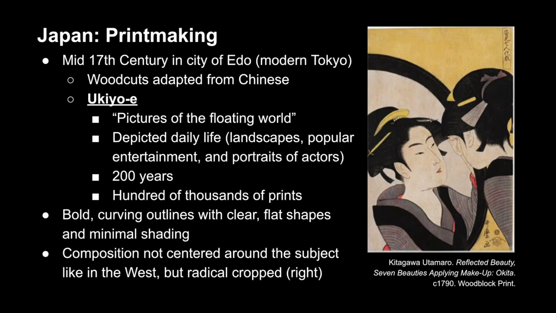Japanese printmaking really flourished in the mid-17th century in the city of Edo, which is modern-day Tokyo. They primarily used woodcuts adapted from the Chinese. These prints, titled ukiyo-e, actually lasted 200 years with hundreds of thousands of prints being made. The term itself, ukiyo-e, means the floating world, because these prints depicted daily life, like landscapes, popular entertainment, and portraits of actors. Oftentimes, they were characterized by bold curving outlines with very clear flat shapes that didn't really use a lot of shading. The composition was also not centered around the subject like it was in the West, but used a radical sense of cropping like we see in this example.